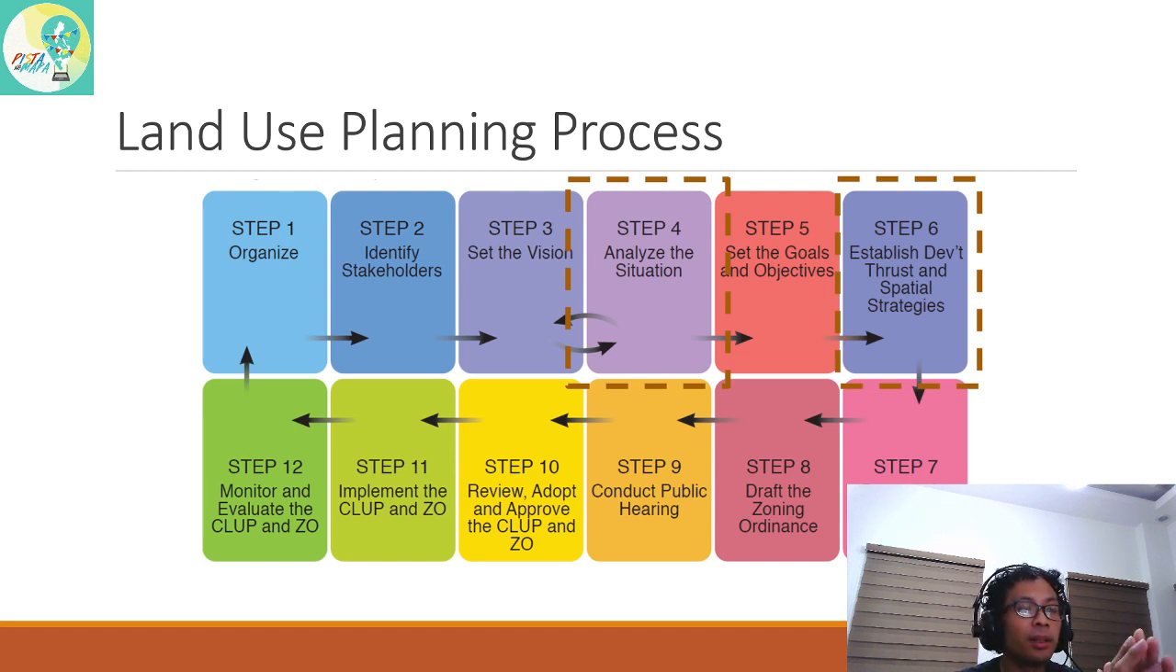As you can see in the figure, there are 12 steps of creating the comprehensive land use plan, and the tool is most likely to be placed in step 4, analyzing the situation or the current land use trends, because that's what we've studied earlier, and step 6, establishing development thrusts and spatial strategies, which I mentioned in my first slide. Authors of land use change models see how the simulation tools are applicable in creating baseline scenarios for spatial strategies. So these are the two steps in which the land use change simulation tools are applicable.